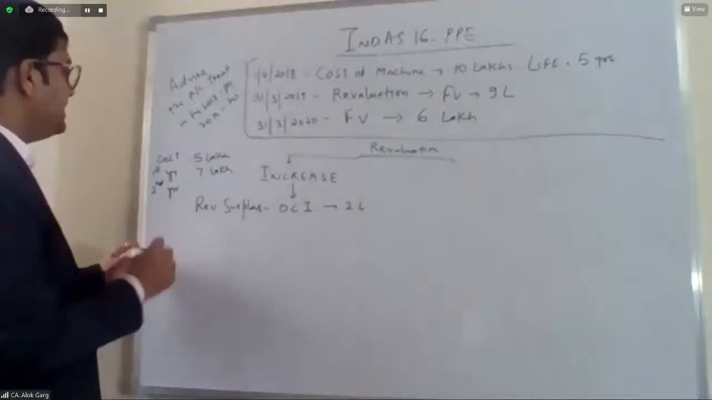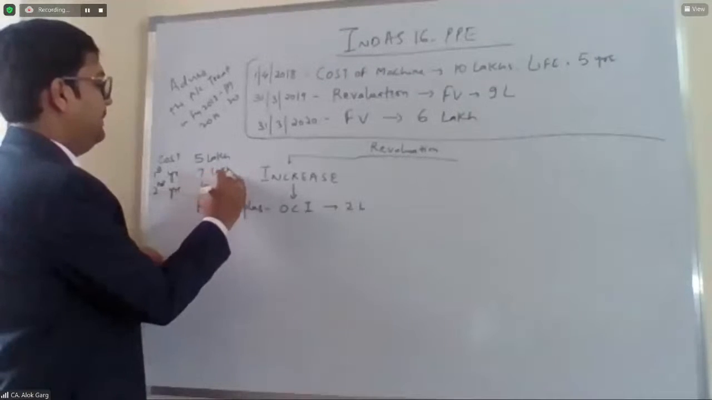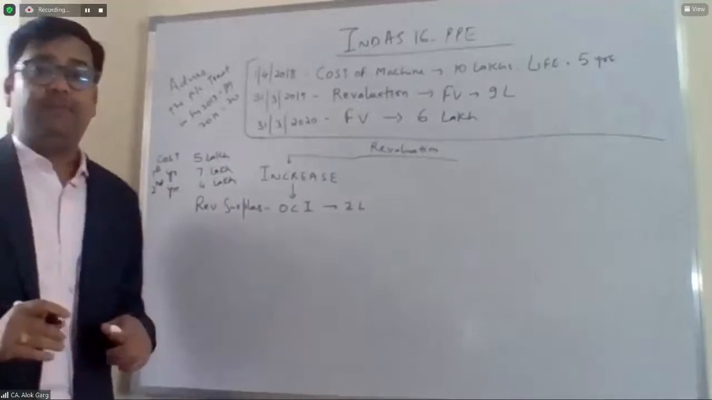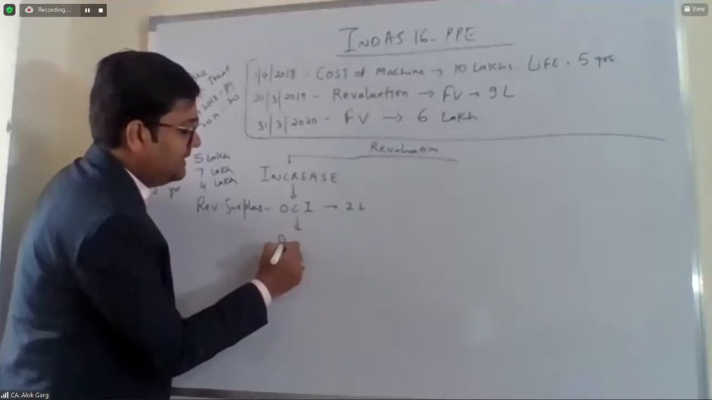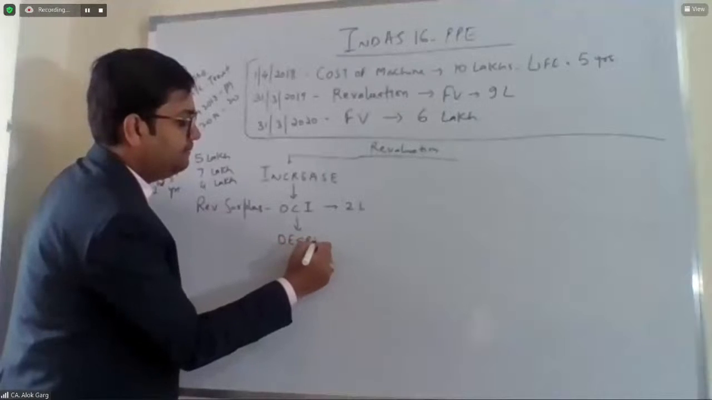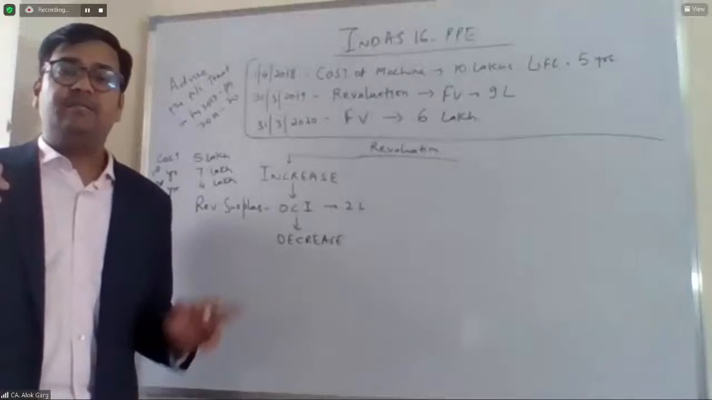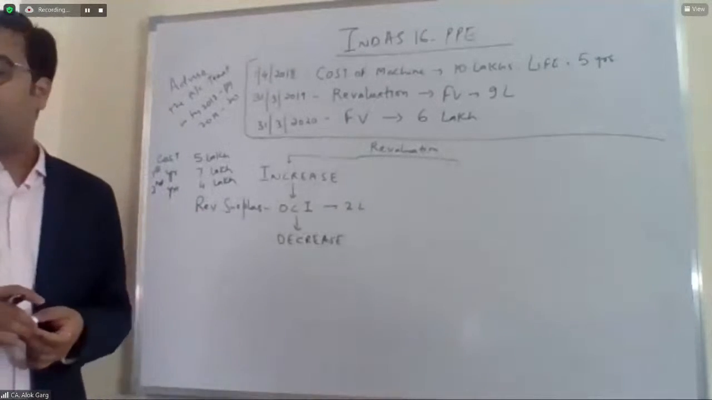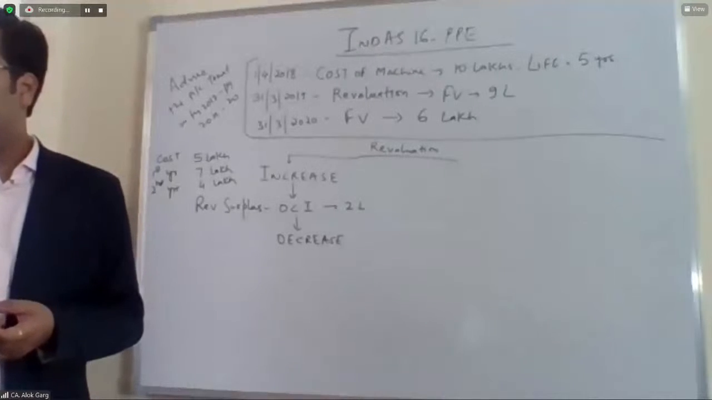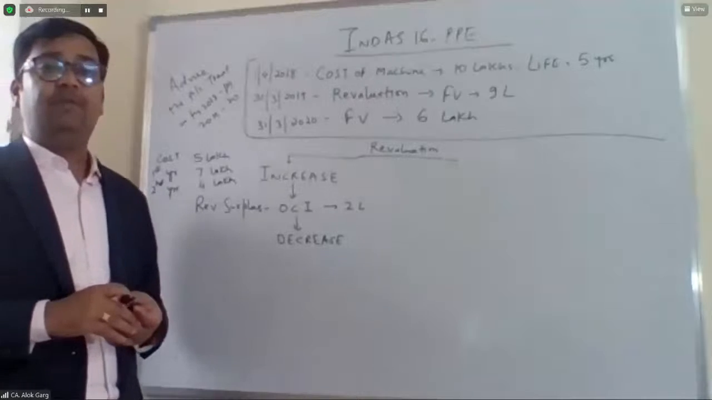Okay. In the second year, the value becomes 4 lakh. For example, the value becomes 4 lakh. Then what will happen? So there is a decrease. The first time there was an increase. Subsequently, there is a decrease. Then what will be the treatment of a decrease?